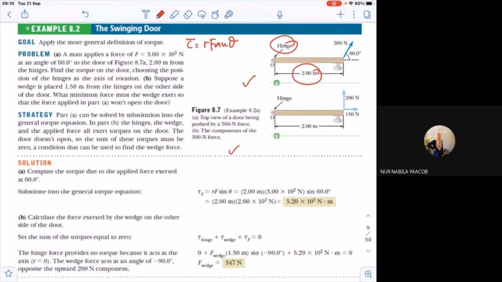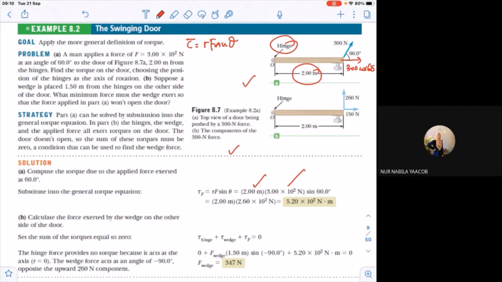300 newtons at 60 degrees to the door. Okay, so how can we calculate that? All right, so 2 meters as R, and F is 300 newtons, sine 60. Why sine 60? Here, if you look carefully, this one is 300 cos 60.